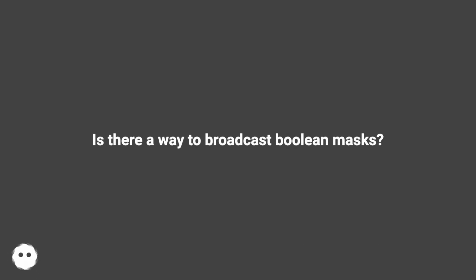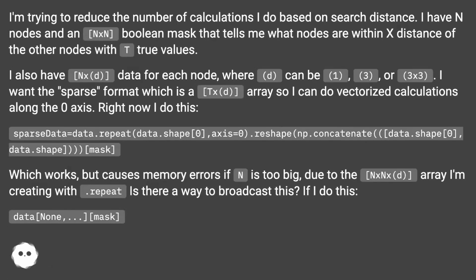Is there a way to broadcast Boolean masks? I'm trying to reduce the number of calculations I do based on search distance. I have n nodes and an n×n Boolean mask that tells me what nodes are within x distance of the other nodes, with t true values.